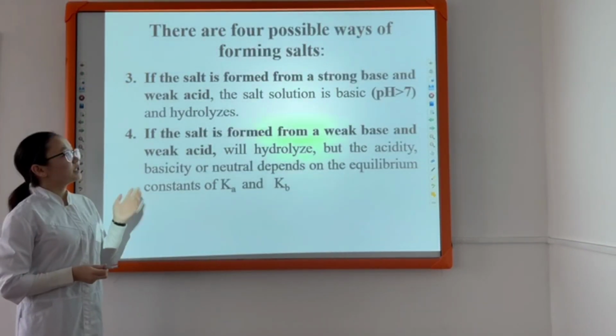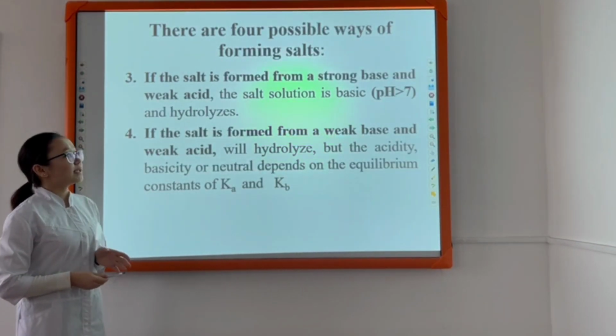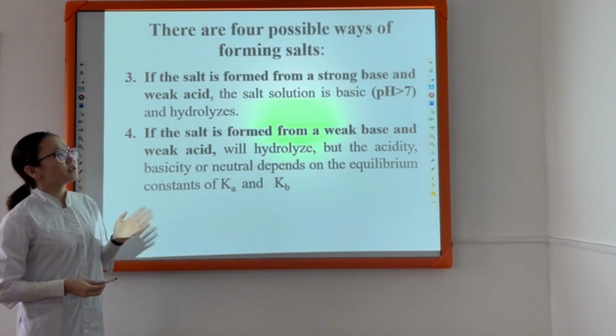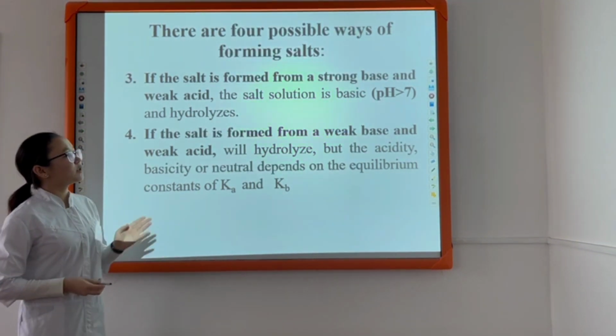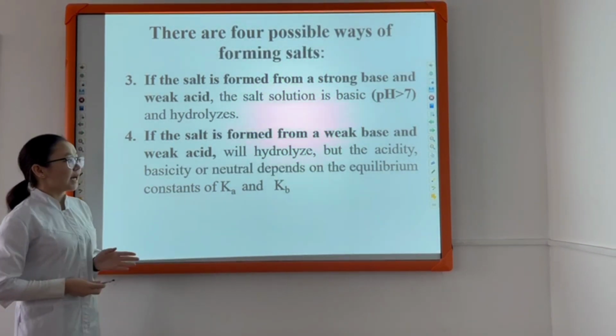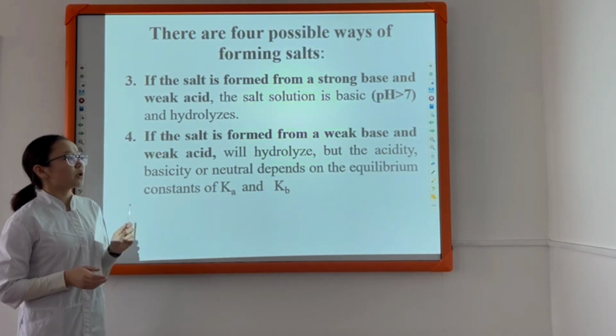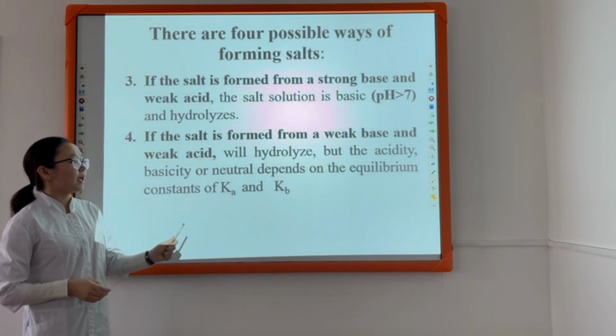Third, if the salt is formed from a strong base and a weak acid, the salt solution is basic, with hydrolysis, pH greater than 7. Fourth, if the salt is formed from a weak base and a weak acid, there will be hydrolysis, but whether it is acidic, basic or neutral depends on the equilibrium constants Ka and Kb.